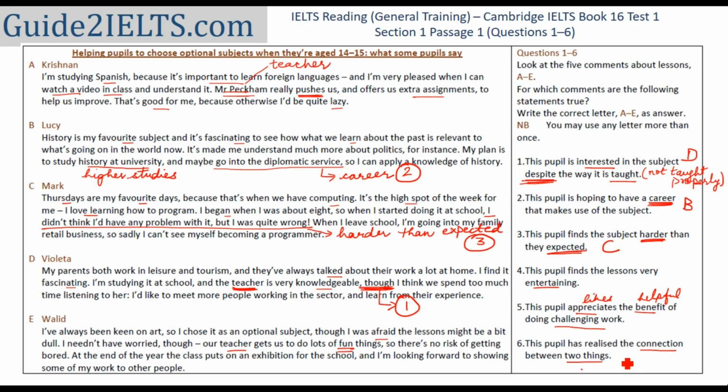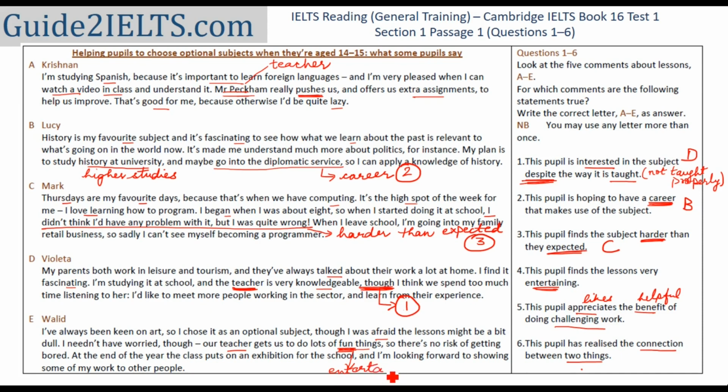For the fourth one, I'll straight away start going through E again because of this mention of the word fun here. Always been keen on art. Though I was afraid lessons might be a bit dull, I needn't have worried. Our teacher gets us to do a lot of fun things, so there's no risk of getting bored. Fun things are entertaining. At the end of the year, we put up an exhibition, looking forward to showing. I'm sure now that the answer to the fourth statement is E.